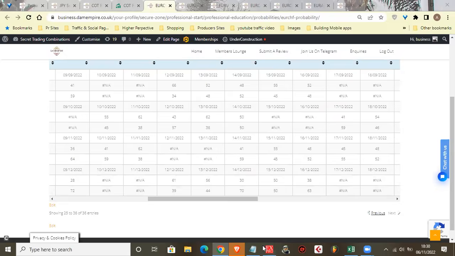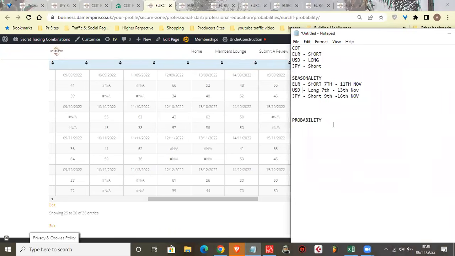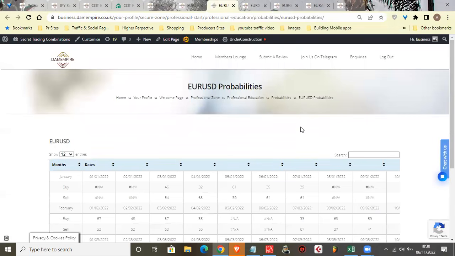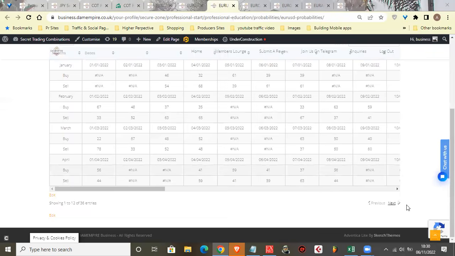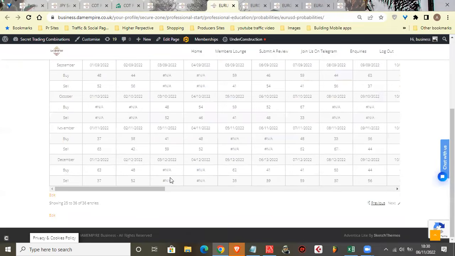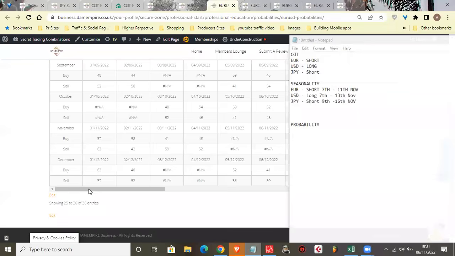So let's check. Let's see the euro. You know what? I can't go through every single thing, so I'll just check the euro ones that you said first. Let's check the euro USD first, and then I go to euro CHF next, and then euro JPY. So let's see what date we're on. So the 6th, euro wants to go on the 7th.